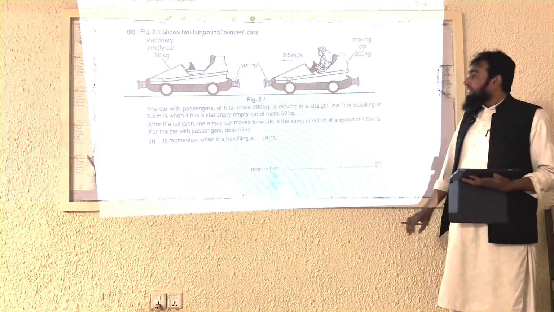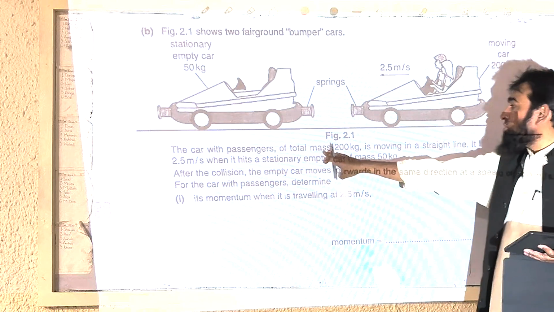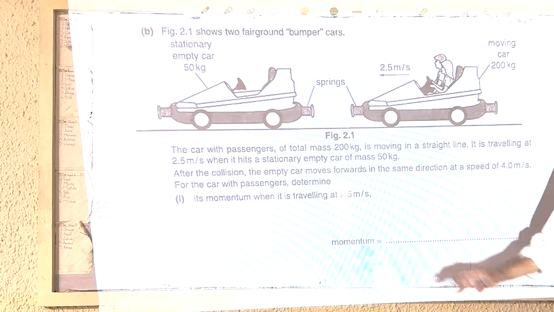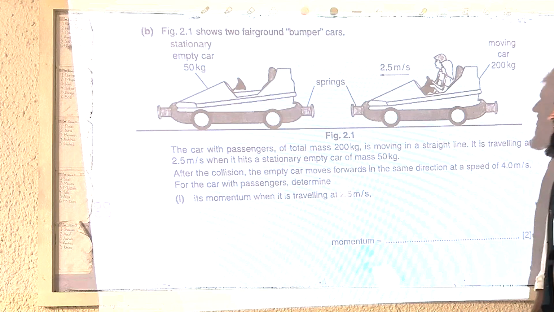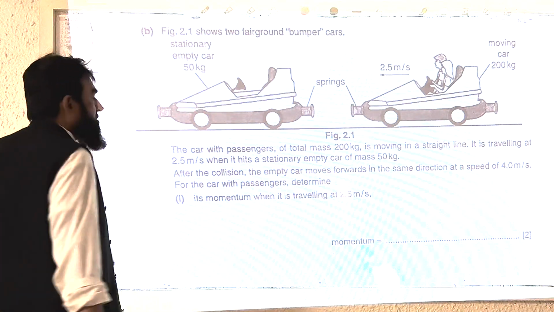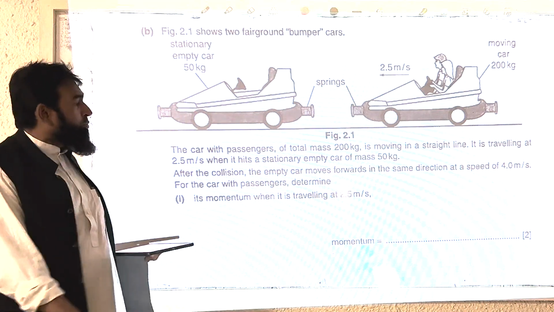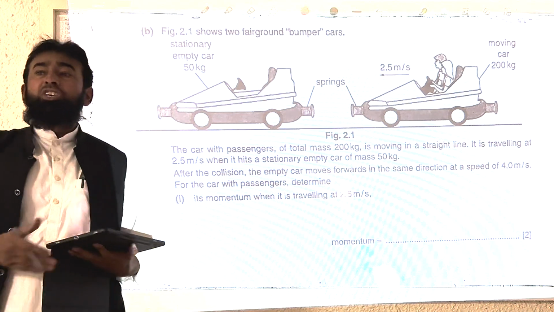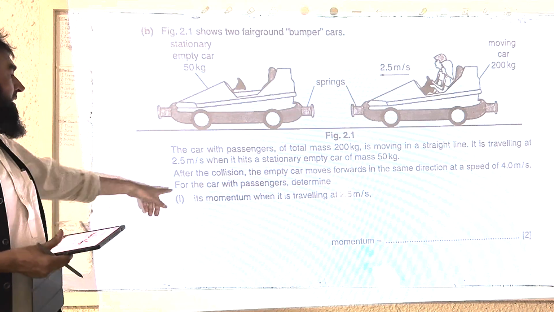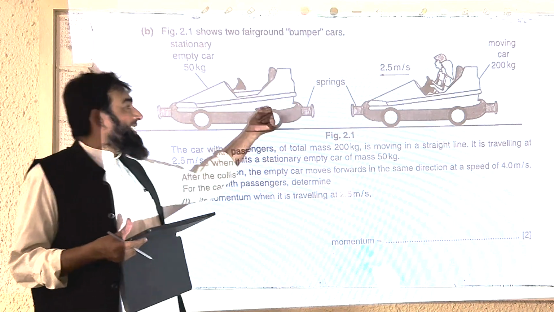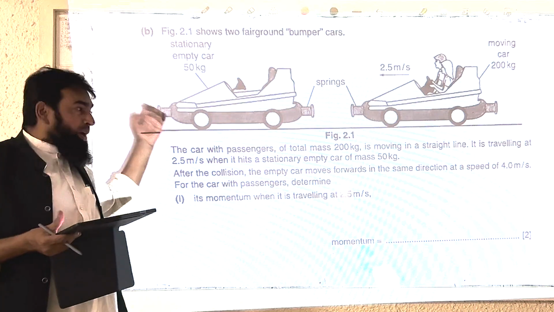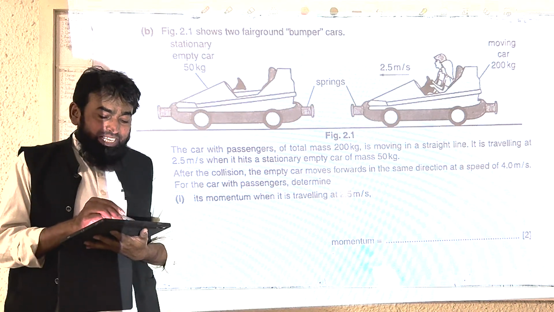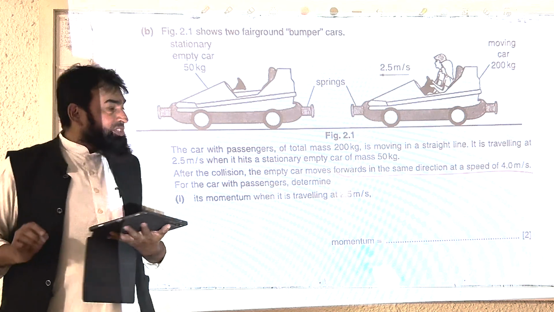Now, the question is, the car with passengers of total mass 200 kg is moving in a straight line. It is traveling at 2.5 meter per second when it hits the stationary car of mass 50 kg. Now, after the collision, the empty car moves forward in the same direction at a speed of 4 meter per second. Please keep in your mind, concentrate on this part, that the empty car moves forward with a speed of 4 meter per second. This is very important to concentrate on this sentence because the question will be related to this.